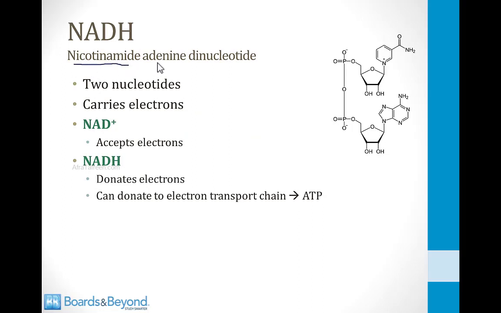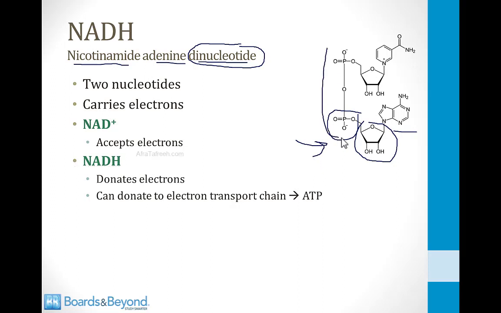NADH stands for nicotinamide adenine dinucleotide, and just like the name implies, it is 2 nucleotides joined together. If you look at the chemical structure of NADH on the screen here, you can see at the bottom that we have a 5-carbon sugar here, a phosphate group here, and we have a base. So this makes this a nucleotide, just like the nucleotides found in DNA and RNA, and there are 2 nucleotides joined together by their phosphate groups in NADH.